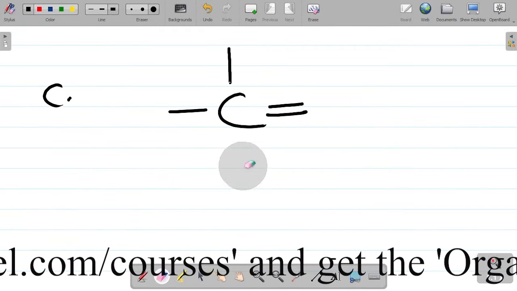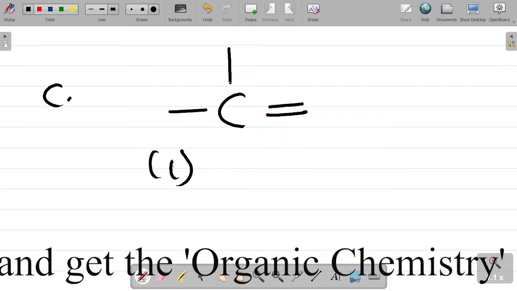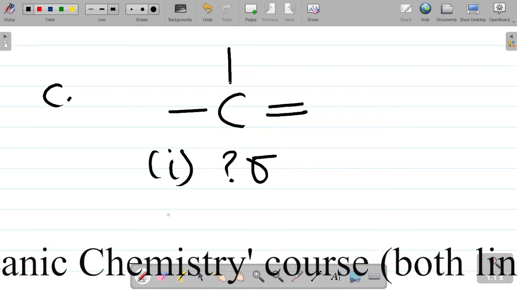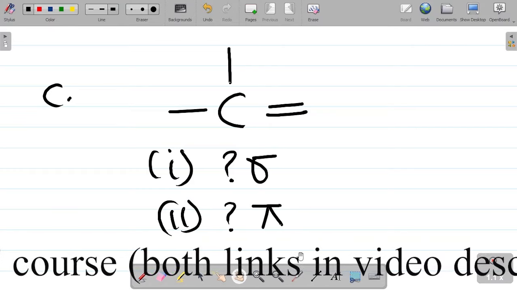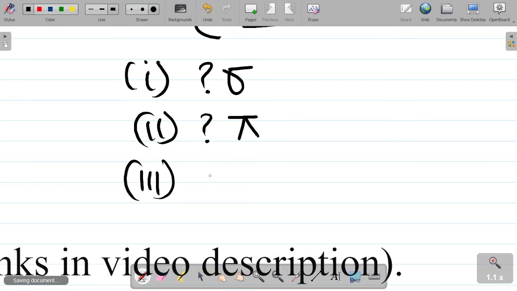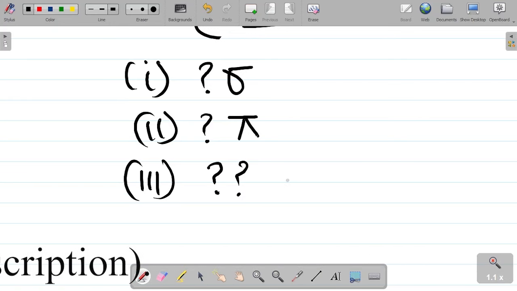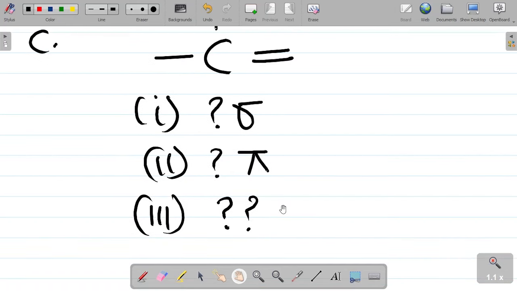For this particular compound, I'm leaving this to you. How many sigma bonds do I have? Leave it in the comment section. How many pi bonds do I have? Leave it in the comment section. And what is the hybridization pattern? Is it sp, sp2, or sp3? Leave it in the comment section and I'll tell you if you're correct or not.